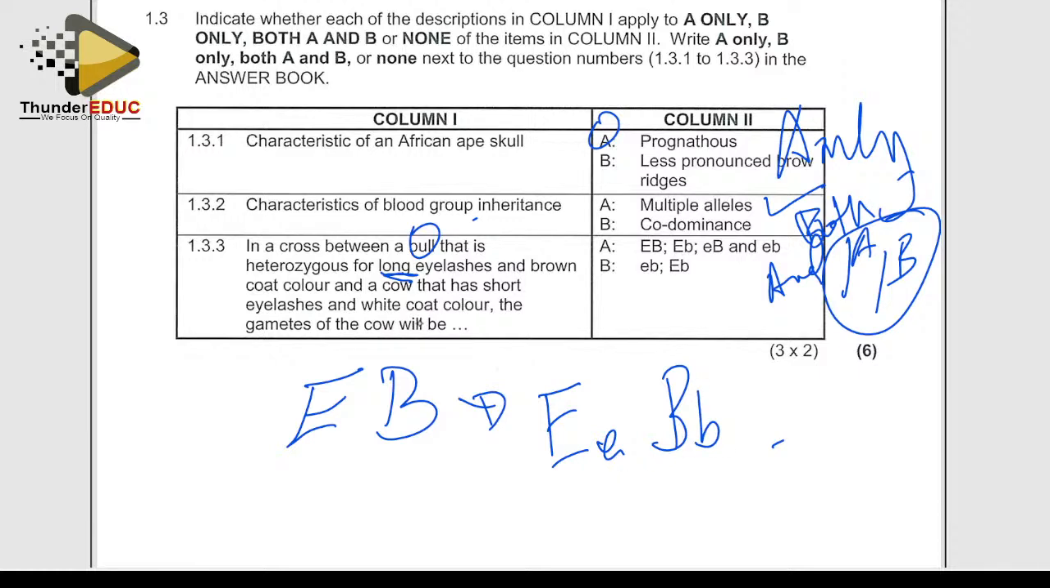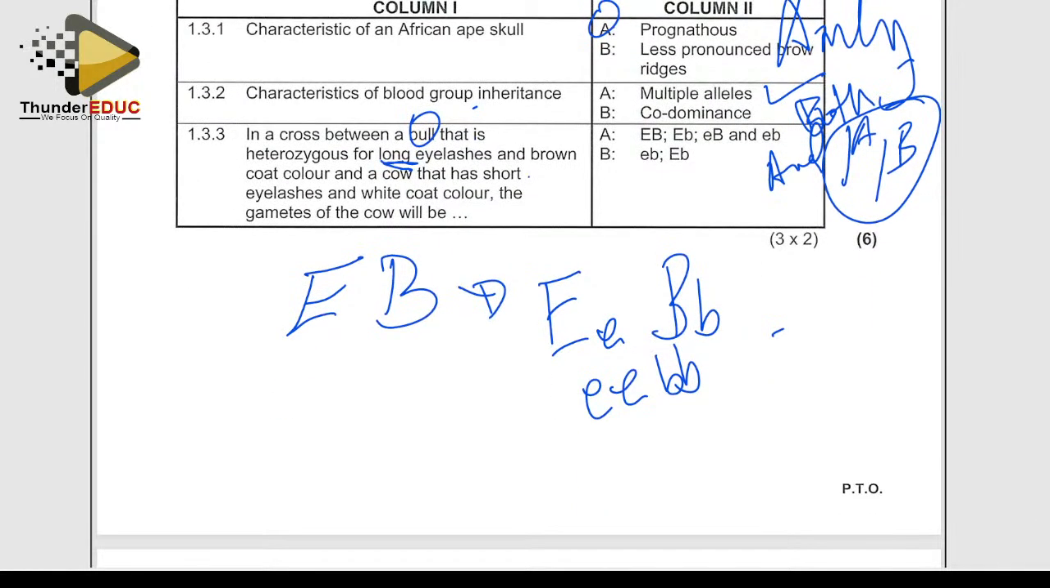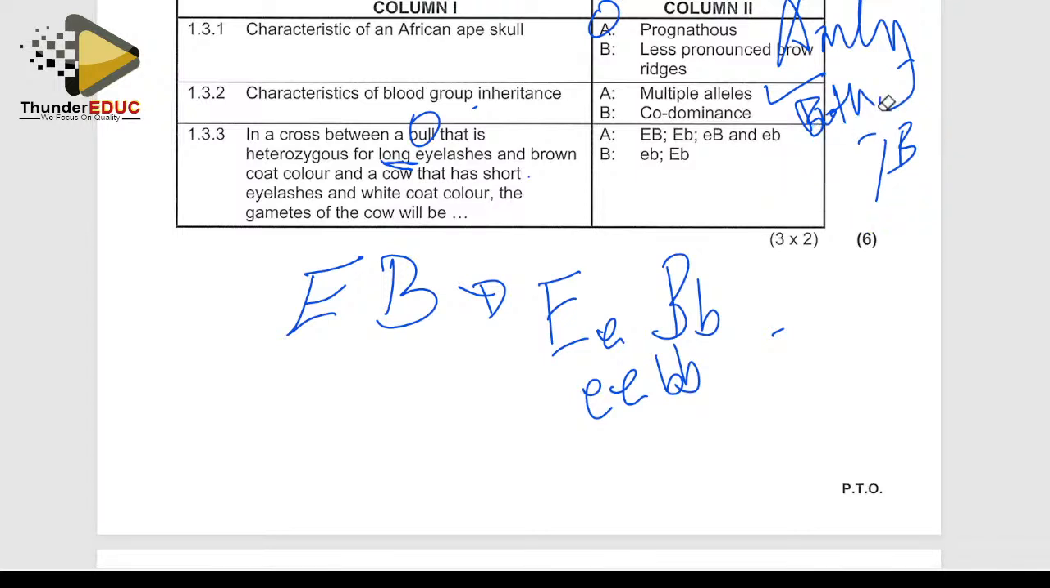They're saying that the cow has short eyelashes and white coat. It means that those are recessive, so I expect them to be like this and like that. They're saying that the gamete of the cow. In this case, they are looking for the gamete of the cow, not the bull. If they're saying the gamete of the bull, definitely it would have been this.